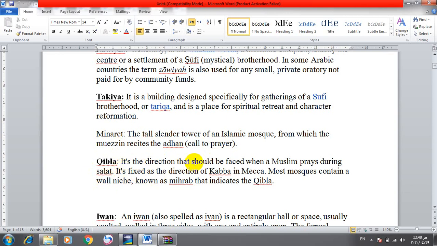It's the direction that should be faced when a Muslim prays, بيصلي, during Salat. It's fixed as the direction of Kaaba in Mecca. Most mosques, معظم المساجد, contain a wall niche known as mihrab that indicates the Qibla.